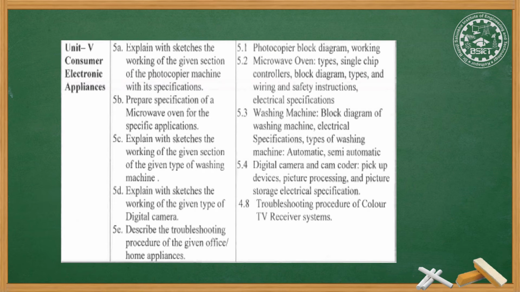Then in the last unit we will study the different consumer electronic appliances. The first is photocopier. Photocopier means we better understand it as Xerox machine, isn't it? So we will study the working of photocopier, then the microwave oven, then washing machine, digital camera and camcorder, and again troubleshooting of all these appliances.